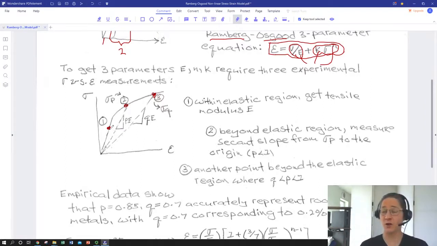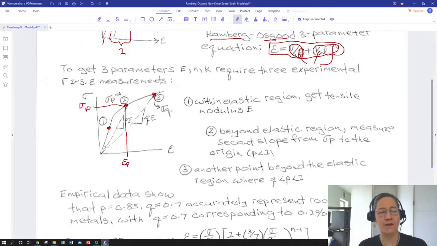So not surprisingly, we're going to put one down here in the elastic region. That's going to give us our tensile modulus, bam, right off the bat. Then we're going to use a point that's near the maximum curvature, and we call this point P. So we're going to make sure that we know sigma P up here, and the strain corresponding to P. That's going to be a stress strain point that we measure, sigma P.